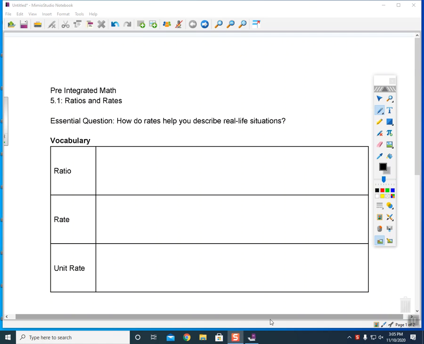We are moving on to chapter 5. I'm going to go ahead and calibrate this here quick. Chapter 5, we're going to be talking all about ratios, rates, and proportions.